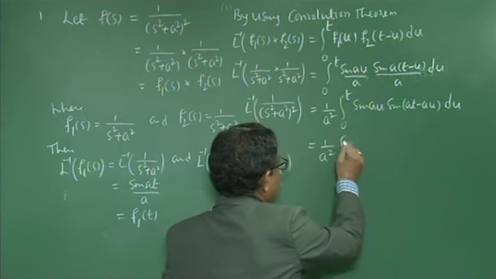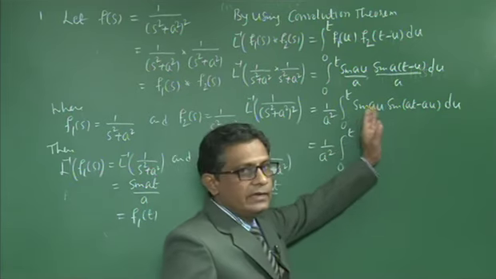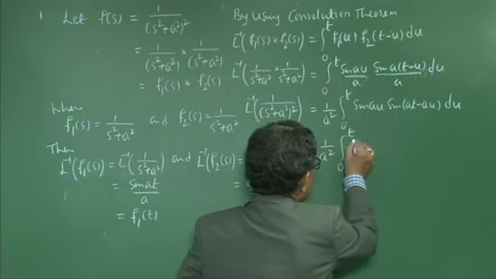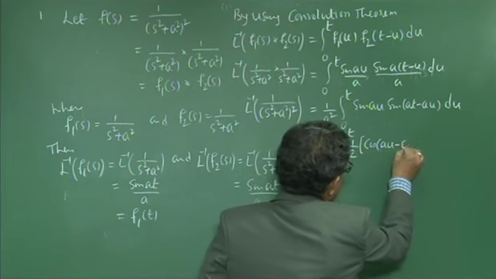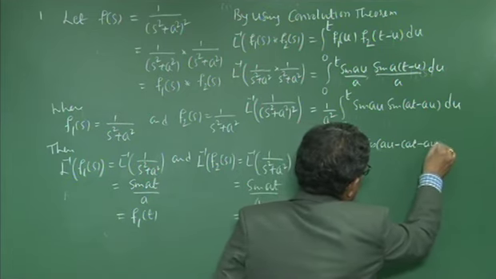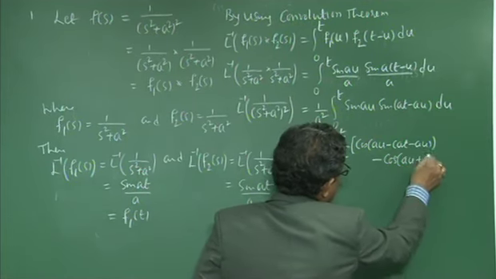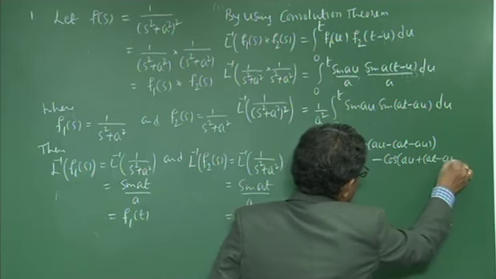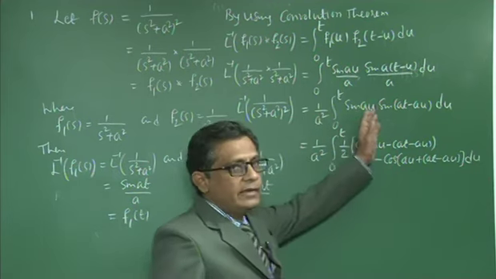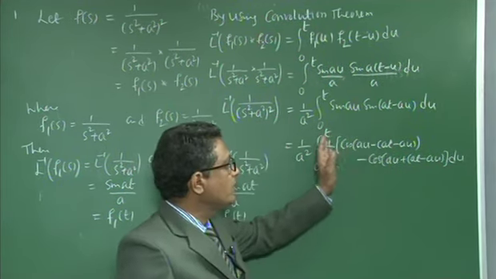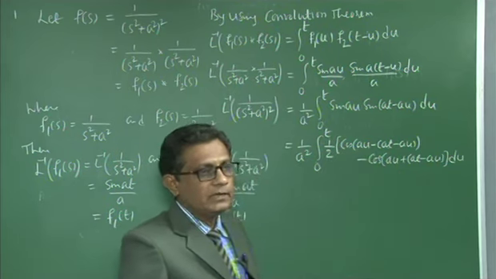It is 1 by a square, integration 0 to t. Using the sin a sin b formula, it is 1 by 2 [cos of a minus b minus cos of a plus b] into du. Now it is sin a sin b trigonometric function, 1 by 2 cos of a minus b minus cos of a plus b into du.